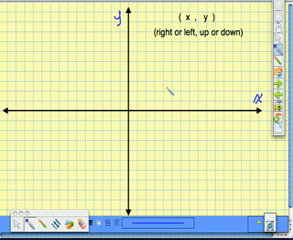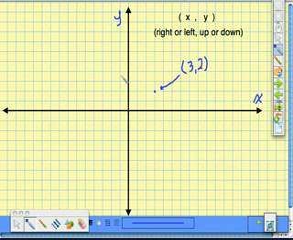For example, if I wanted to graph the point (3, 2). The 3 tells me how far to the right or left I go from the origin. This origin is right here in the middle where the x and y-axis meet. So again, 1, 2, 3. And then the second term, the 2, will tell me how far up or down I go. In this case, it'll be the positive 2. Right there is the point (3, 2).